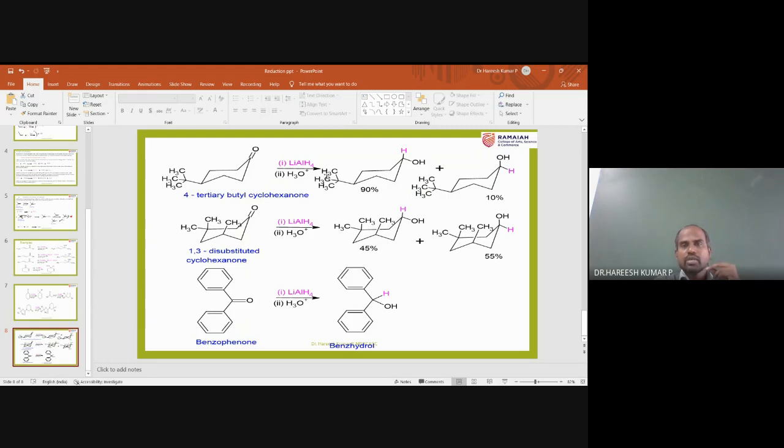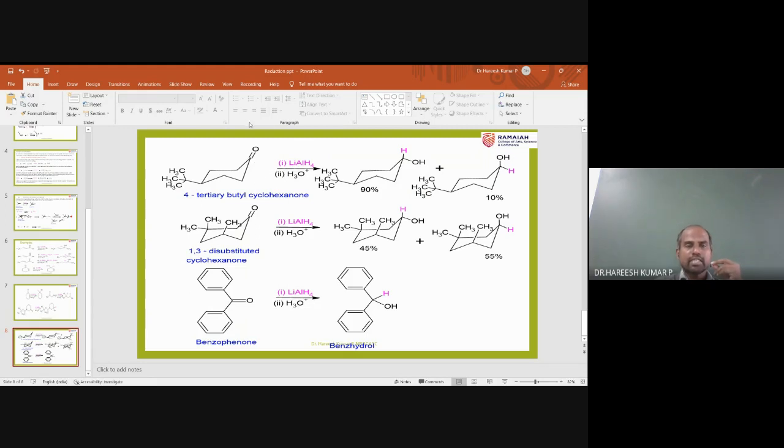So here also the bulky group is in the equatorial position. Here the bulky group is the tertiary butyl one. But what is the reacting species? A carbonyl compound is the reactive species, and lithium aluminum hydride can attack from here. I think you are aware of prochiral molecules. This is a prochiral molecule. Hydride can come from this side as well as this side, and the product formation is important.